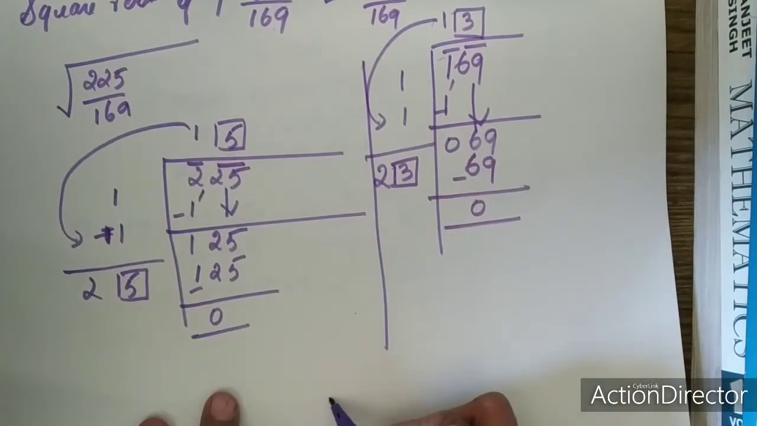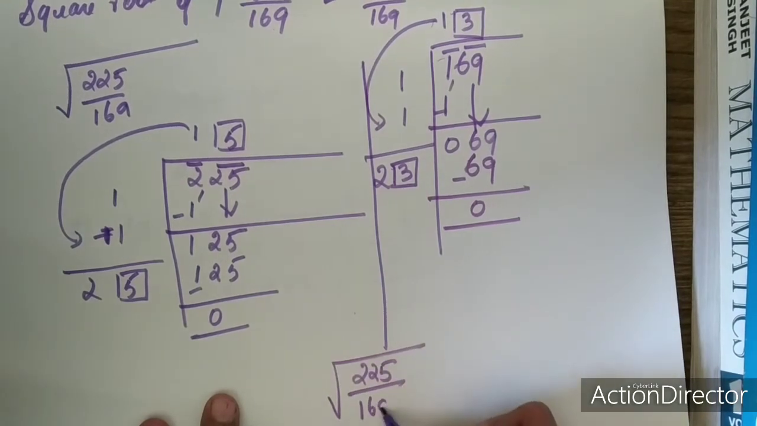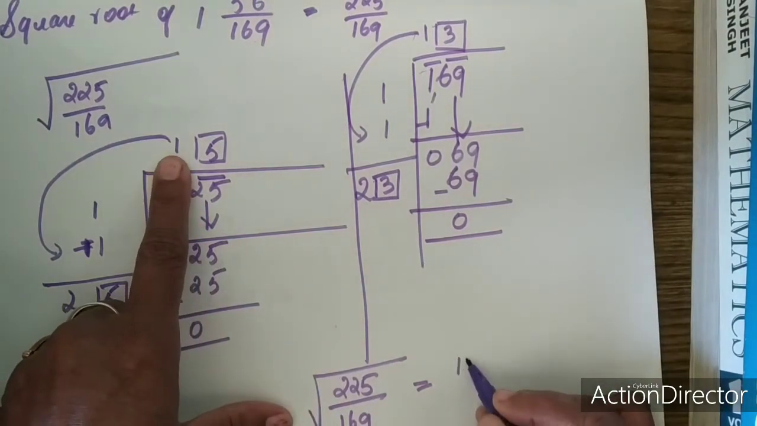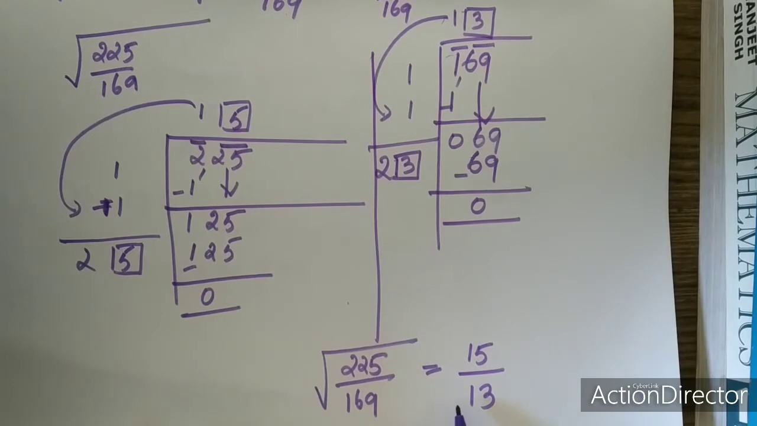So my answer is, that is, square root of 225 upon 169 is equal to square root of 225, I got it as 15, and square root of 169 is 13. So my answer is 15 upon 13.